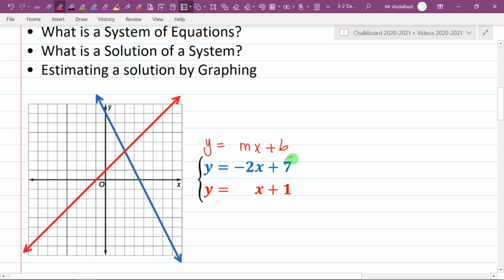So for the blue line, the y-intercept is 7. That means you're starting at 7 right here. That's your y-intercept. And then your slope is negative 2 over 1, right? So down 2 over 1, down 2 over 1, down 2 over 1, so on and so forth.